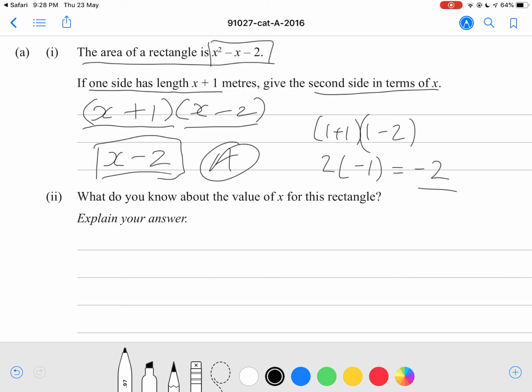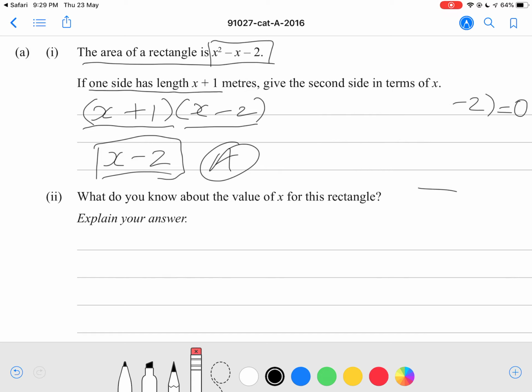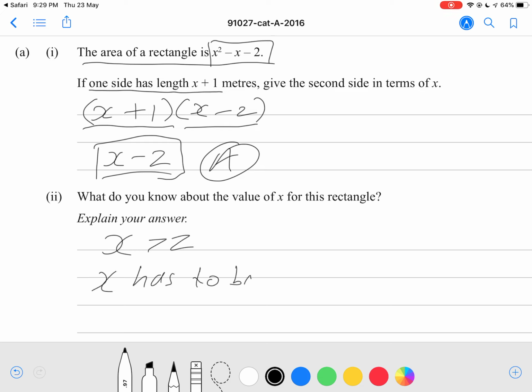And if we say x equals 2, we'll say 2 plus 1, and 2 minus 2 here. You see this equals 0, okay? And you can't have a 0 area either, that's impossible. So therefore, you can make a conclusion that x has to be greater than 2. So basically you can say x is greater than 2.